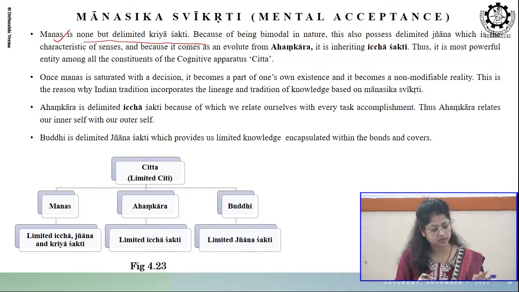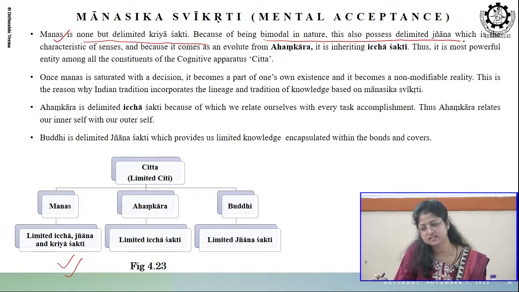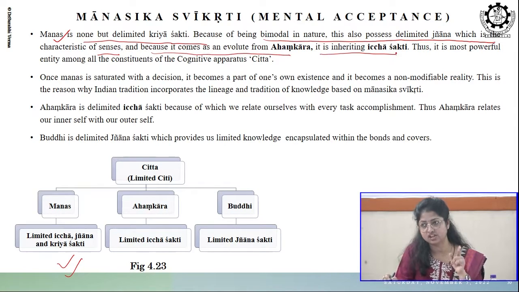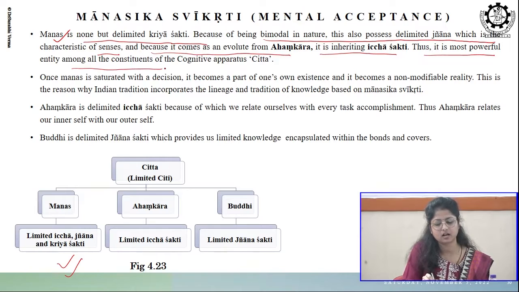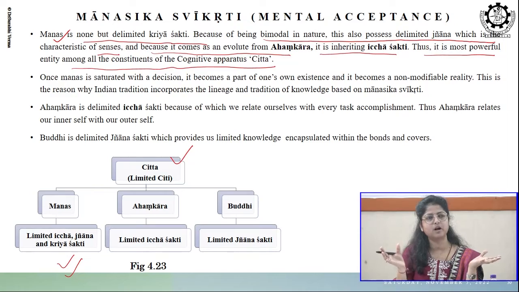So in turn manas is possessing limited ichha, jnana and kriya, all the three powers. So here this is important, manas is none but delimited kriya shakti because of being bimodal in nature. It also possesses delimited jnana, which is the characteristic of senses. Because it comes as an evolute from ahankara, it is inheriting ichha shakti, and thus it is the most powerful entity among the constituents of cognitive apparatus, that is chit. So first thing in examination, whenever you will be asked what is chiti, चिति स्वतंत्रा विश्व सिद्धि हेतु स्वेक्षया सौभित्तौ विश्वम उन्मीलयति. Chitti is having absolute independent willpower, absolute freedom, and she is the root cause of the cosmos. She opens up the cosmos or Vishwa at her own surface, at her own will. This is the definition of Chitti.